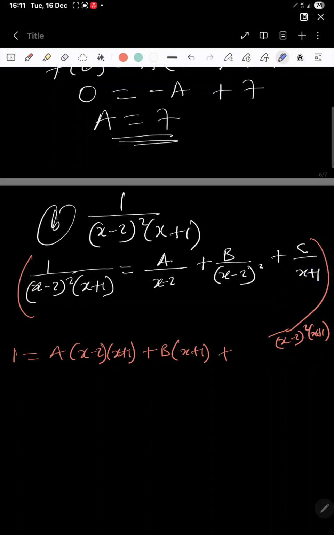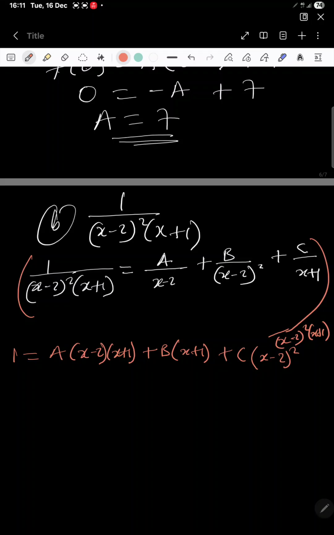So you remain with C times (x minus 2) squared, like that. By doing so, you are going to get the values of A, B, and C. Sorry, this is a C here. You can change this. So this is a C here. Okay, this is a C. So now from here, we can get the values of A, B, and C.